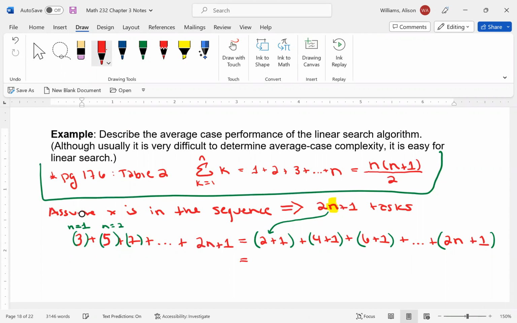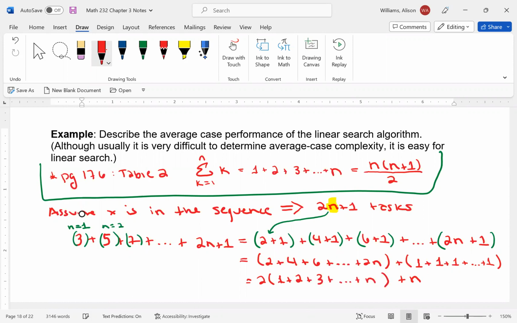Okay. So I'm going to take all of the even numbers and put them together all the way to 2n. And then all of the 1s I'm going to put together. So my next question is, how many 1s are there? There would be n of them, right? Because there's n terms. So this is going to just be n. This I can factor out of 2. Why would I want to do that? So that I can use that fact that I wrote above. This fact right here, that if you have the sum from 1 to n, we have a formula for that.